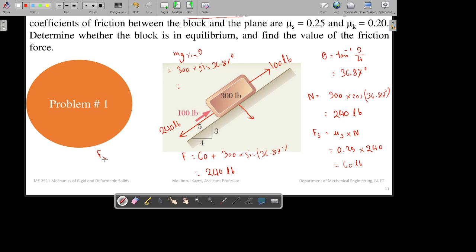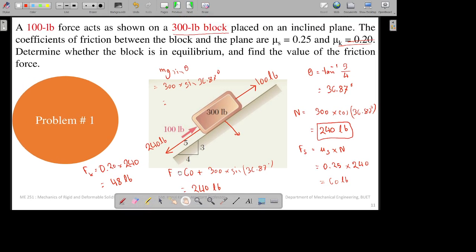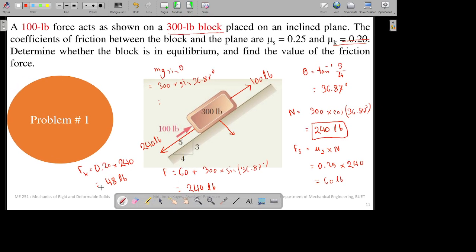So Fk is nothing but the kinetic friction coefficient, which is 0.20 over here, multiplied by the normal force, which we determined earlier, 240. So this comes out to be, what, 48 pound, I guess. Yeah, 48 pound. If you calculate it, 48 pound will be your answer. So the friction force is 48 pound, and another answer, determine whether the block is in equilibrium.